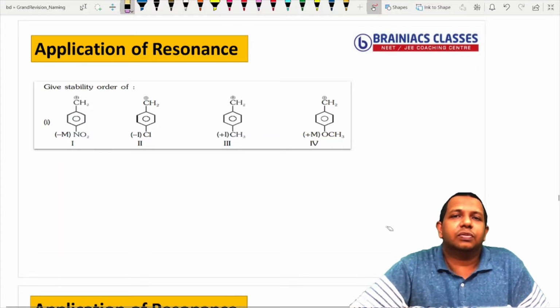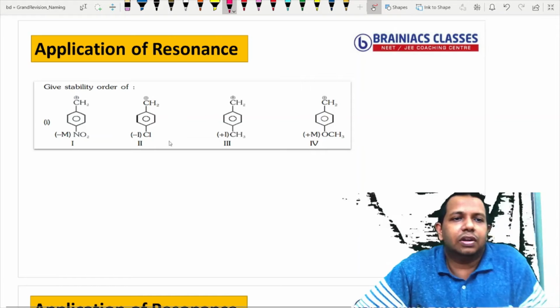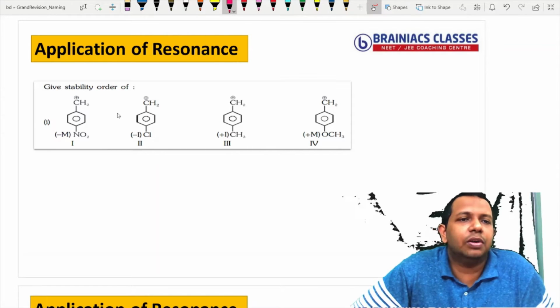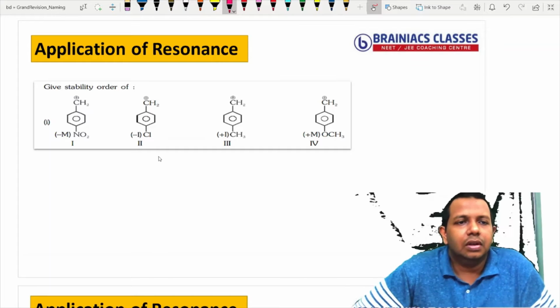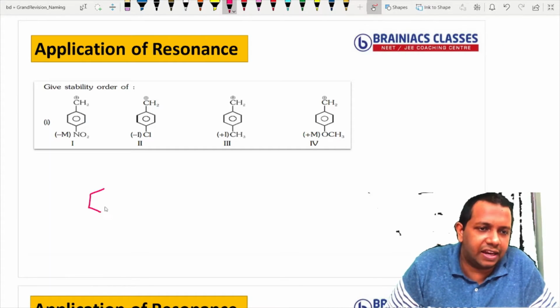So in the last class, we were discussing mainly the application of resonance. So let's continue from there. You have been given a question: give the stability order of these four species. So what we need to do, we take the first species, and then we will analyze it.